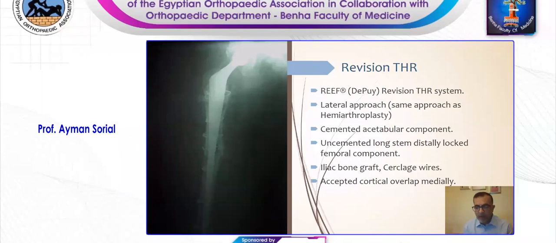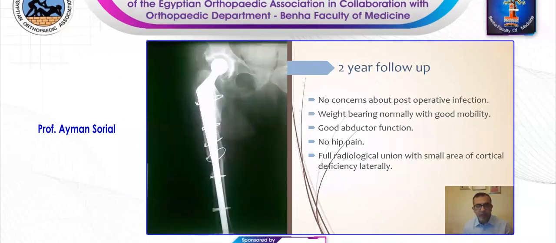The patient did very well, and I continued to follow her up to 2 years. She sent me her x-rays despite me being in the UK. There were no concerns about postoperative infection. She could weight bear normally with good mobility, good abductor function. She had a negative Trendelenburg gait and a negative Trendelenburg test. No hip pain, full radiological union medially with a small area of cortical deficiency laterally, but it wasn't symptomatic enough to warrant any further investigation. I was quite happy with her progress and discharged her. There was no further follow-up after this.